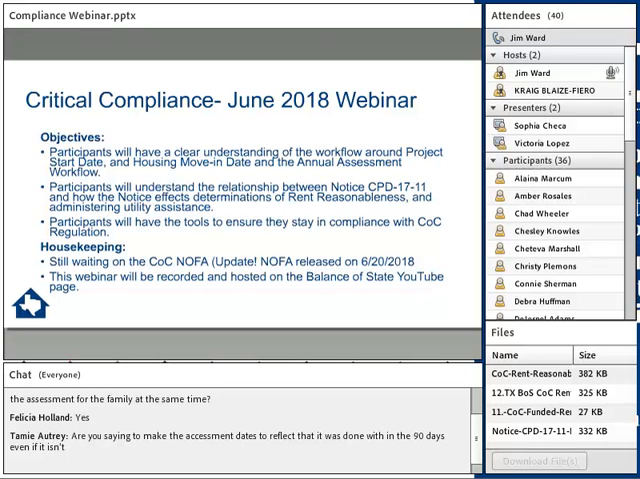The incentive for the project is to not miss the annual assessment because it becomes infinitely more complex if you do. But the system will not allow you to input an annual assessment for the household or for that participant if you miss that 90-day window. So you're going to have to go back in time to create that annual assessment.